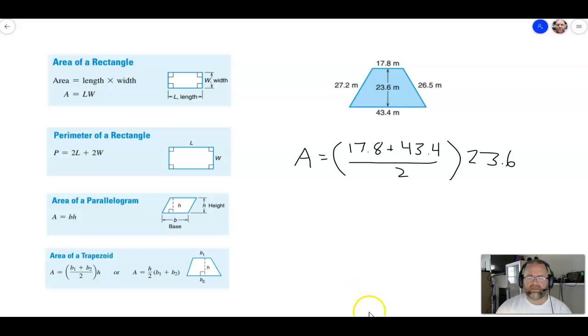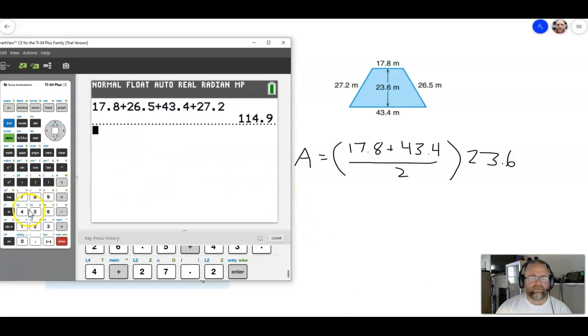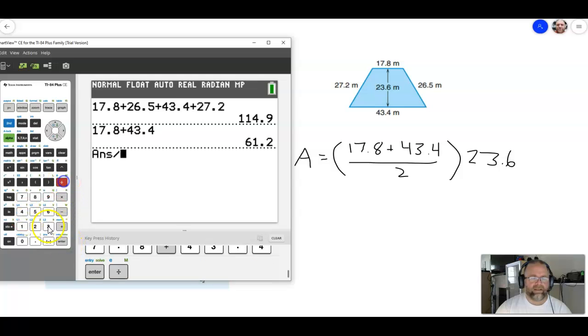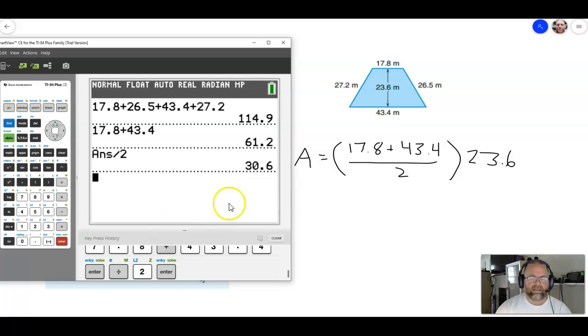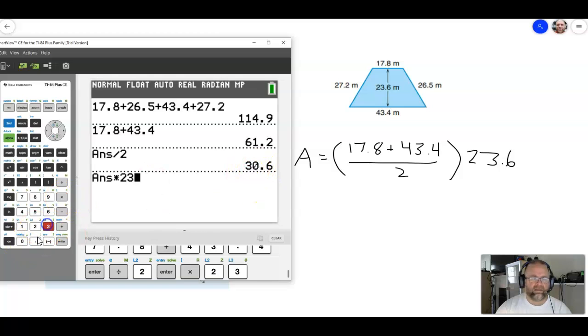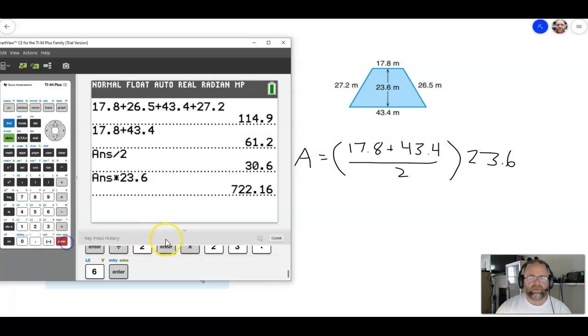23.6. Let's do this in our calculator here. So I could do 17.8 plus 43.4. And then we're going to divide that by 2. That's the average of the two bases. And then we're going to multiply that by 23.6. And we get 722.16. So that would be our area.